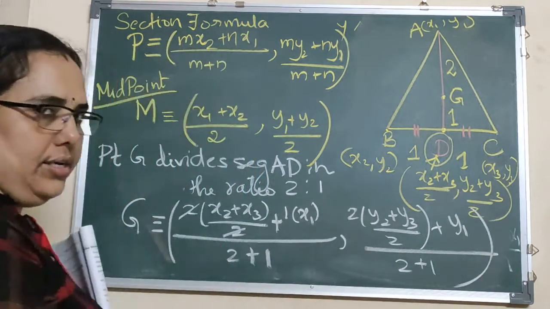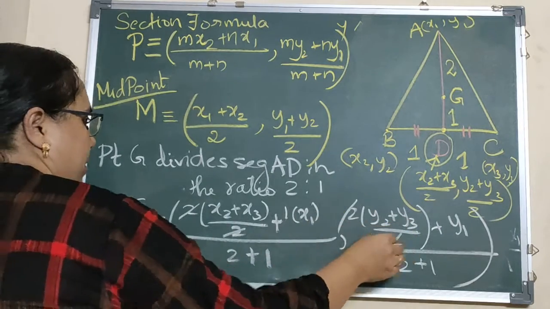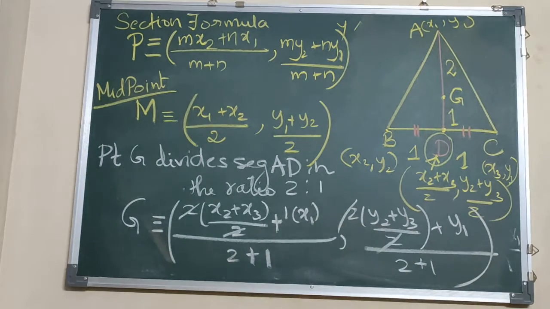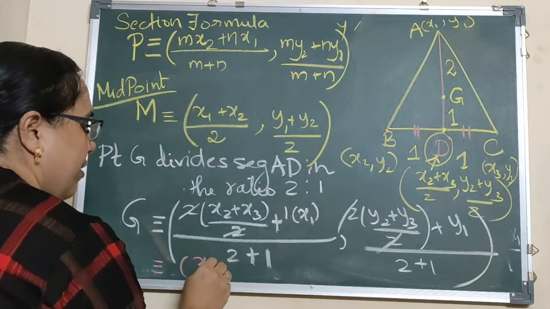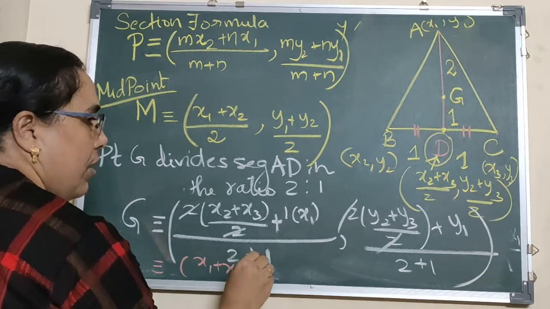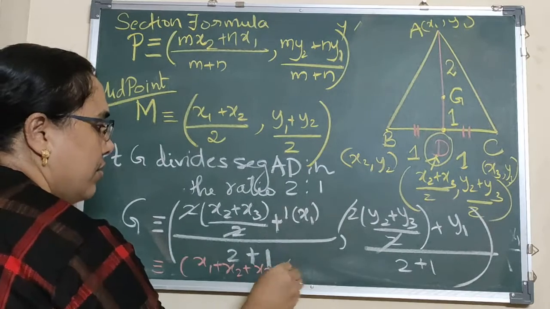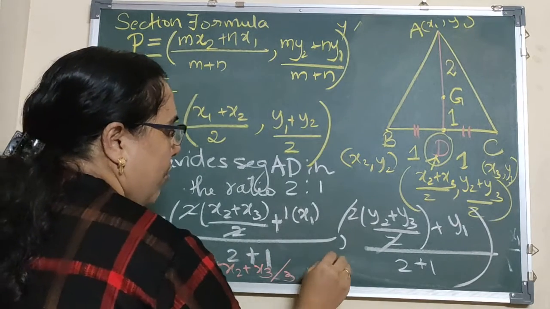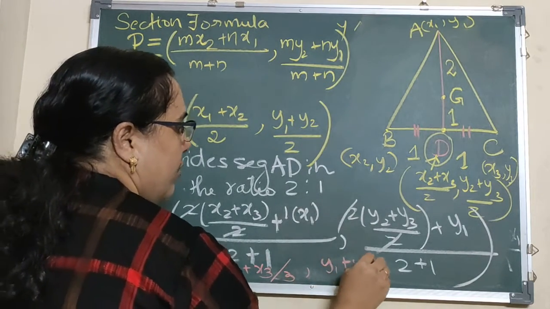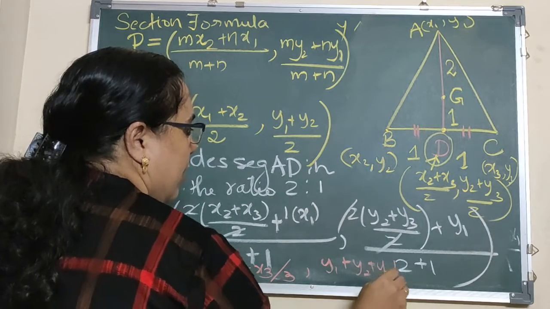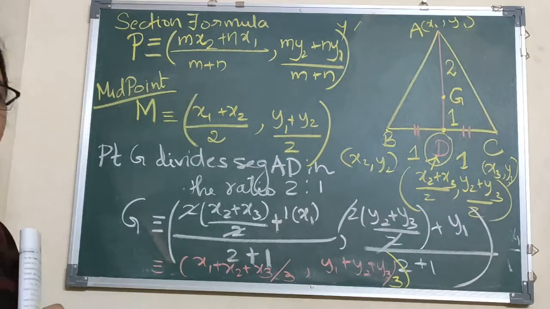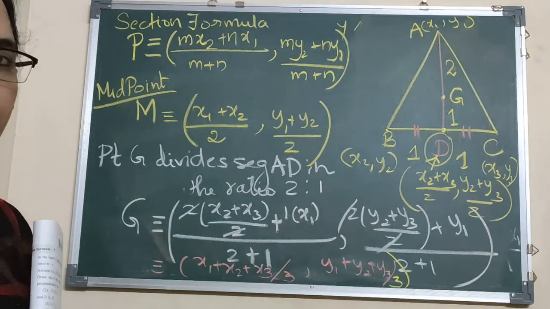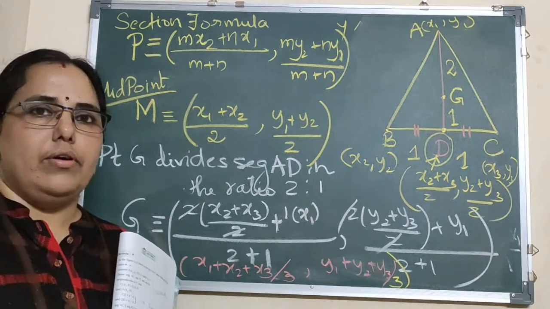So what do you get here? The 2 gets cancelled, the 2 gets cancelled. So what we are left with is nothing but x1 plus x2 plus x3 upon 3, and in the same way y1 plus y2 plus y3 upon 3. So this is the coordinate of the centroid of the triangle. Okay girls?